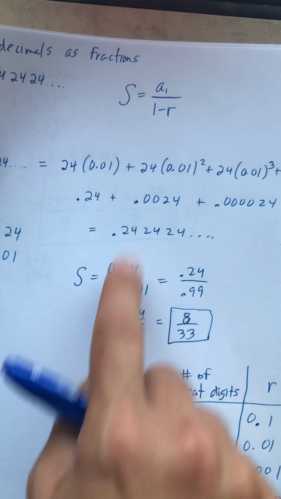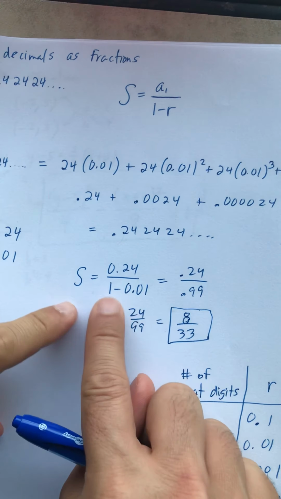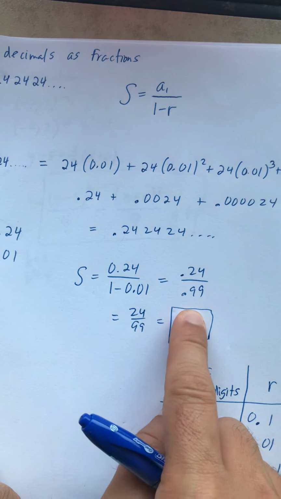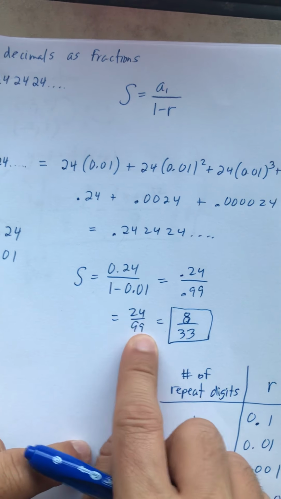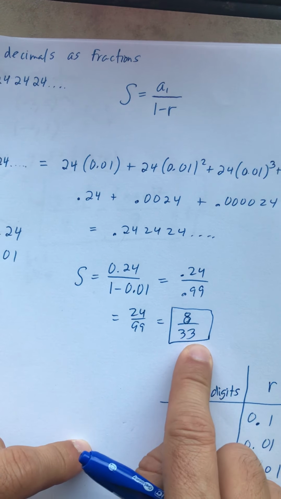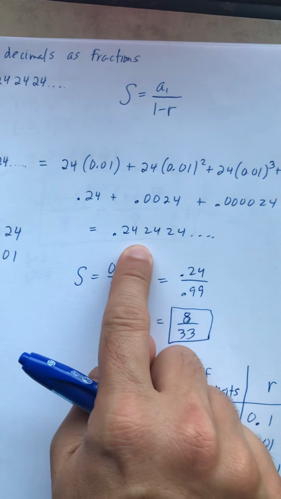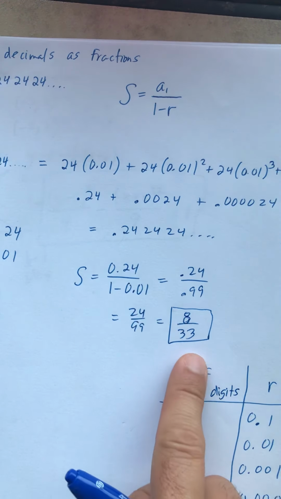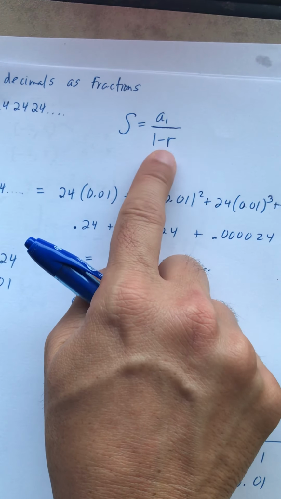So if I plug those in, a1 is 0.24, r is 0.01. 1 minus 0.01 is 0.99. So I have 0.24 over 0.99. I can reduce this fraction. I can move each of the decimals 2 spots over to get 24 over 99. And then 24 over 99, if I divide by 3, I get 8 over 33. So 8 over 33, this fraction is 0.2424 repeating. So I was able to turn this repeating decimal into a fraction using this formula for infinite geometric series.